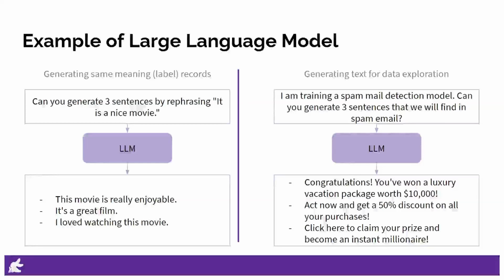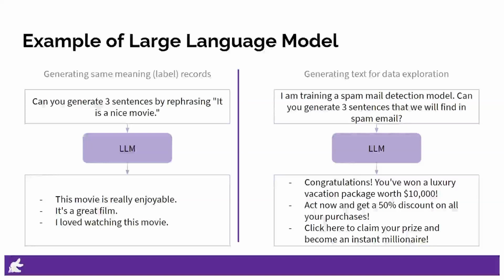For instance, we can take one record and expand it into 3 records with similar meanings, while ensuring that the labels remain unchanged. For example, let's generate data using the seed record, "It is a nice movie." You can see that the outputs from the LLM are, "This movie is really enjoyable, it's a great film," and "I loved watching this movie." These sentences are completely different from each other, yet they preserve the original meaning. Assuming you have 100 valuable labeled records, using an LLM, we can scale it up to 10 times within 1 minute. This means you can generate 1,000 additional data points with similar meanings, expanding the dataset quickly and efficiently.